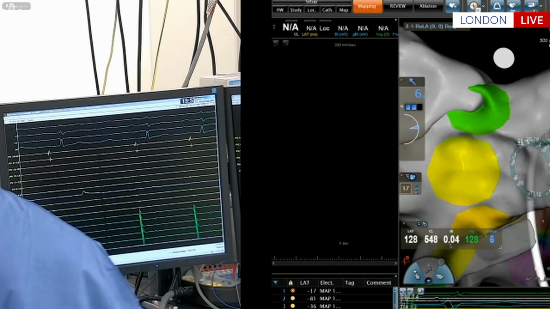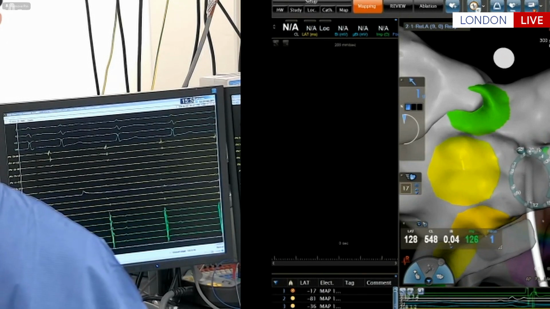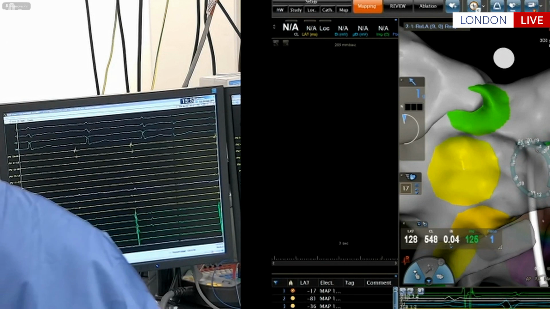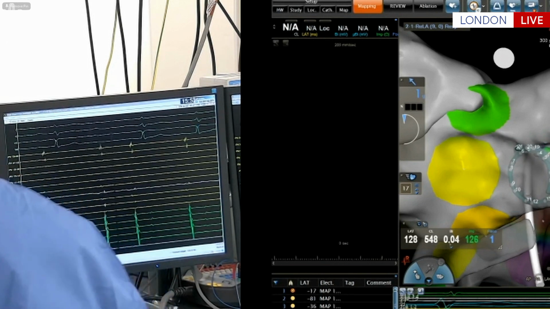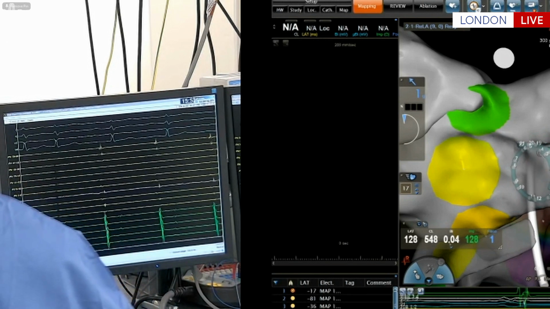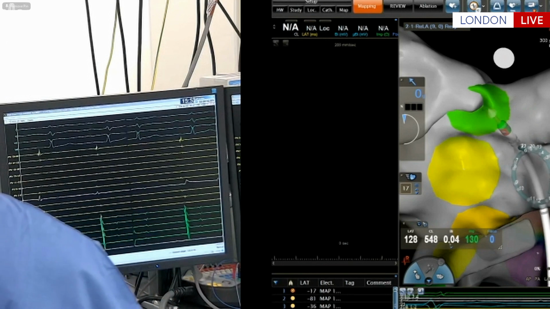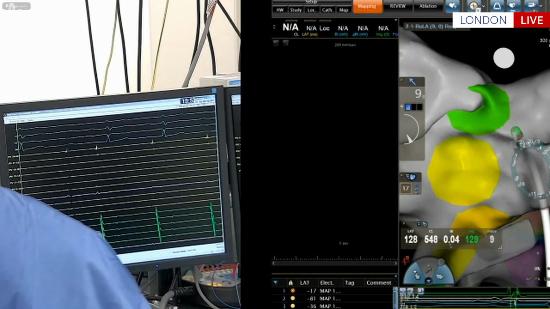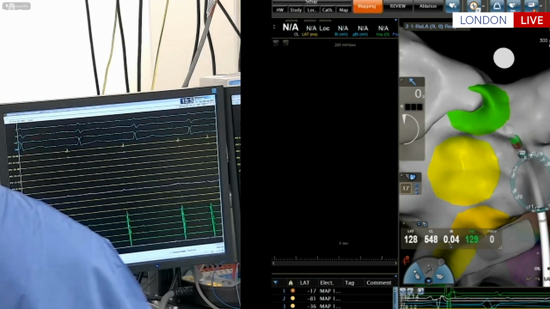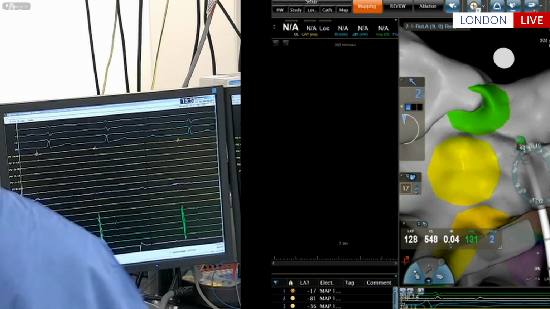So I'm just trying to tuck it into the vein there. That's really late. Can you see that? So on the PV, on the map, it's much later than the CS 5, 6. PV is 5, 6. So clearly going more anterior between the upper and lower vein is wrong. So I'm going to just hunt a bit more.